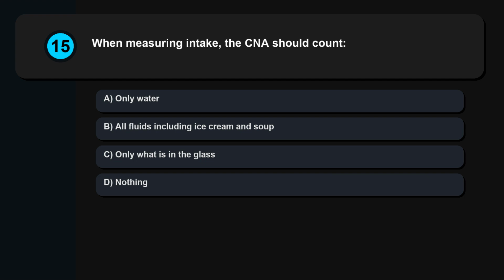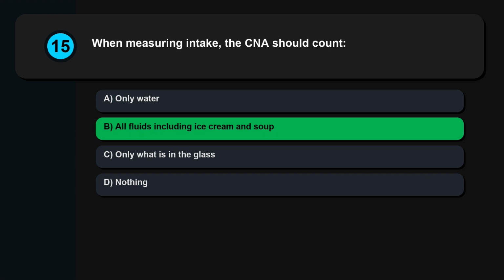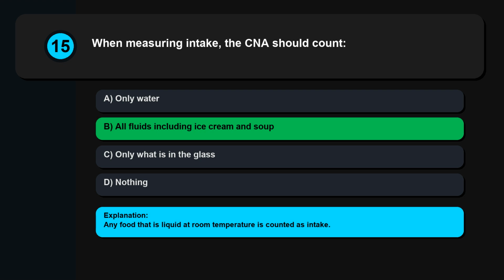Question 15. When measuring intake, the CNA should count only water, all fluids including ice cream and soup, only what is in the glass, or nothing. Any food that is liquid at room temperature is counted as intake.